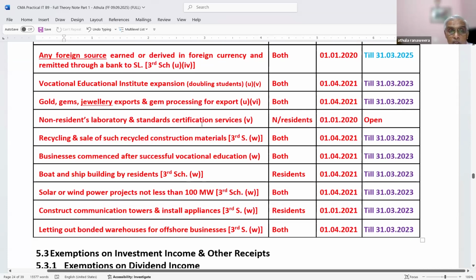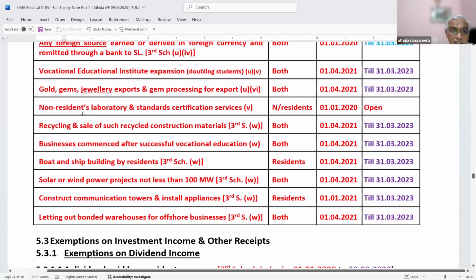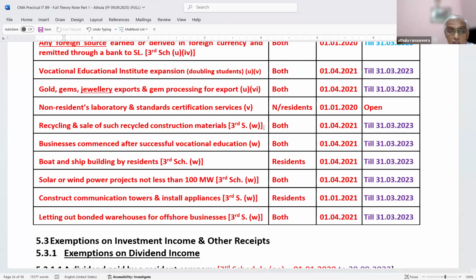Then non-residents, laboratory and standard certification services, this is non-resident. As a result, still it is there. As it is for non-residents, still it is open. Then recycling and sale of recycled construction material. Now in the construction industry, there are a lot of waste materials. They can recycle and use, especially these waste concrete parts and all, they can crush and produce sand or whatever it is. Then there was an exemption that was there only for 2 years.